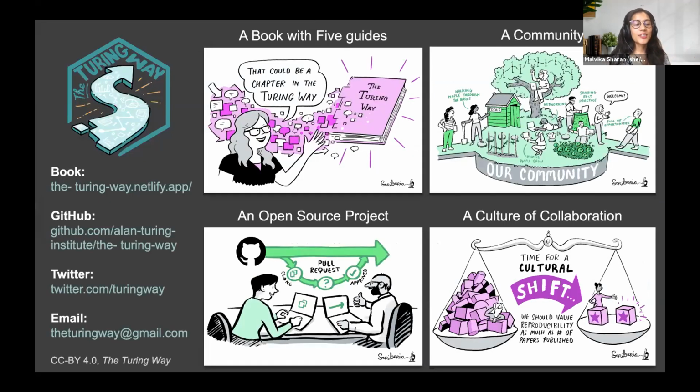So that was a lot. So I want to put it in perspective. The Turing Way is a book with 5 guides, which is always a work in progress. It's a community where people come together to collaboratively write chapters, build and maintain resources, share their skills and ideas around best practices in data science and research. We apply open source principles in development and maintenance of the project. And finally, it's built on the culture of collaboration, which is the process and the backbone of our project.